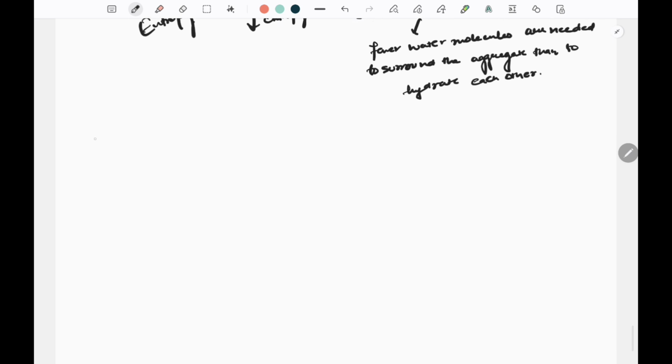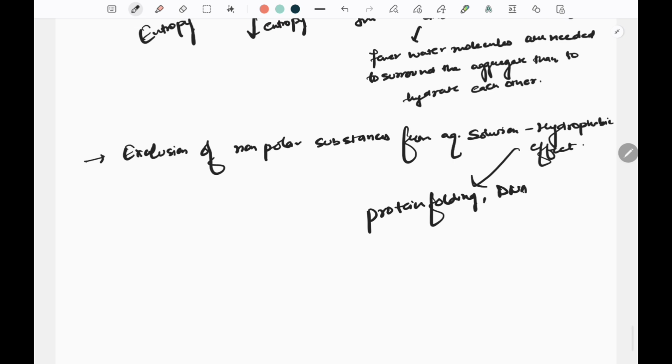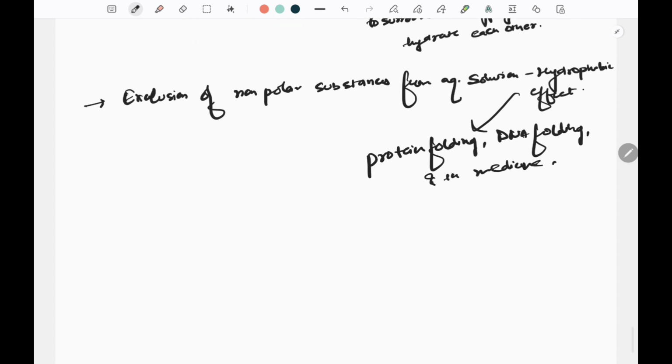Okay, so now take the definition. Exclusion of non-polar substances from aqueous solution is the hydrophobic effect, right? And this hydrophobic effect is again important in protein folding, DNA folding, and in medicine. And I'll give you an example why. Okay, although we'll understand later.